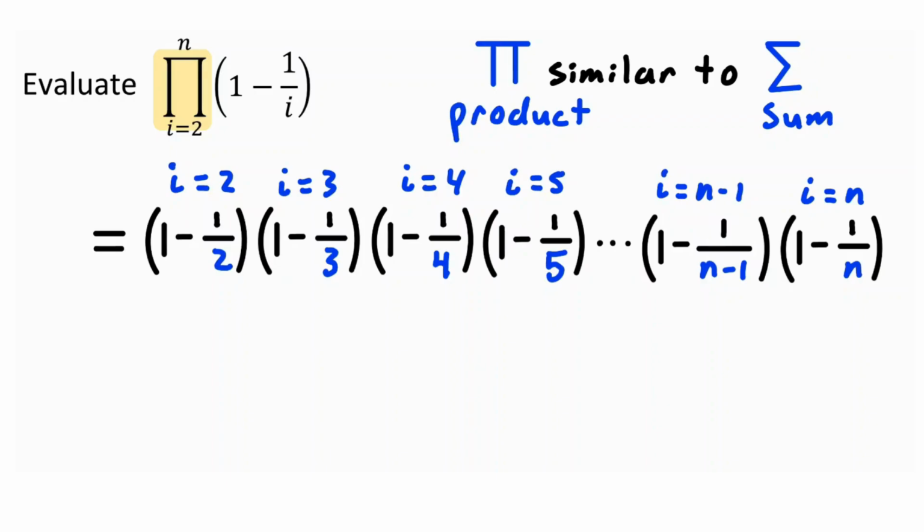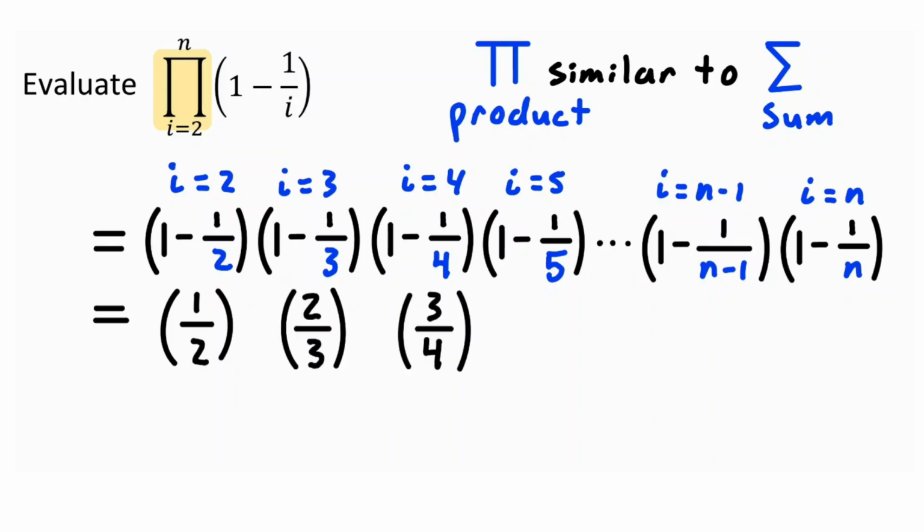1 minus 1 over 2 is going to equal 1 half. 1 minus 1 over 3 is 2 thirds. 1 minus 1 over 4 is 3 fourths. By now you might see some patterns, so you're probably thinking 1 minus 1 fifth is 4 fifths, which is true. And then let's check what happens for 1 minus 1 over n minus 1.